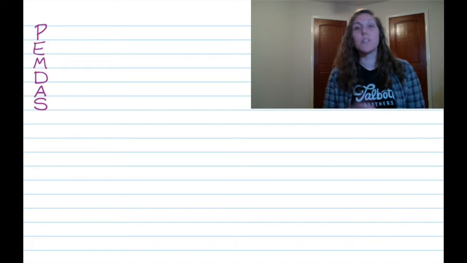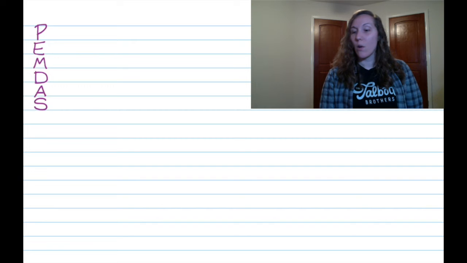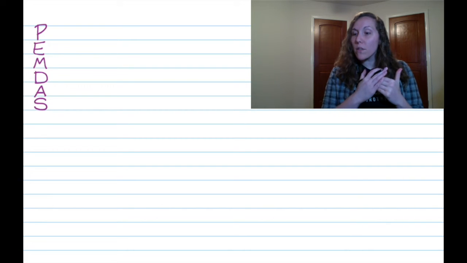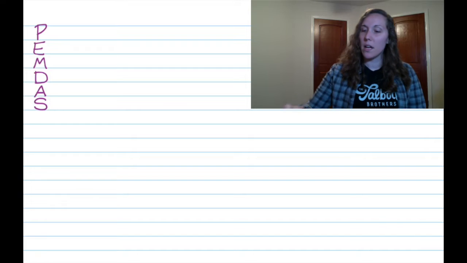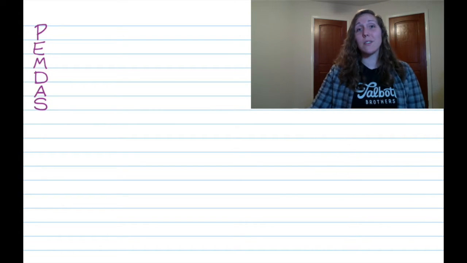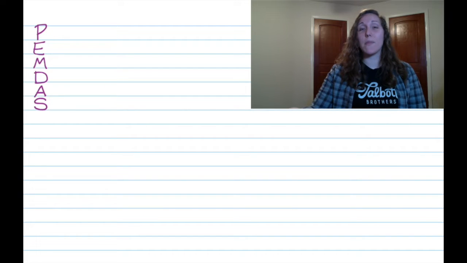The first thing to understand is that the order of operations is just a set of rules that we need to follow when we have more than one operation happening in our expression. This set of rules is really easy to remember. We just remember this acronym called PEMDAS.